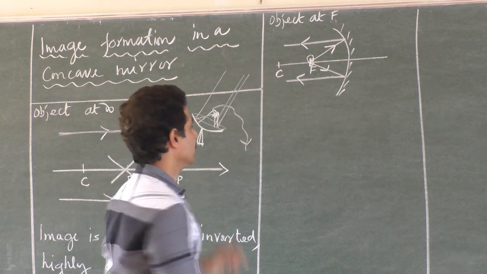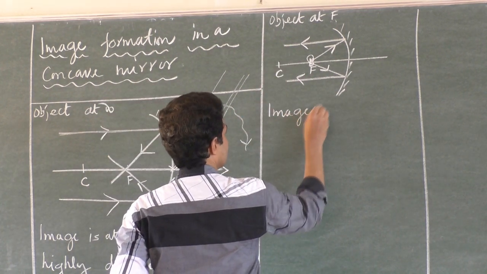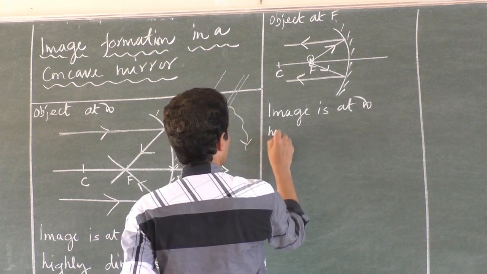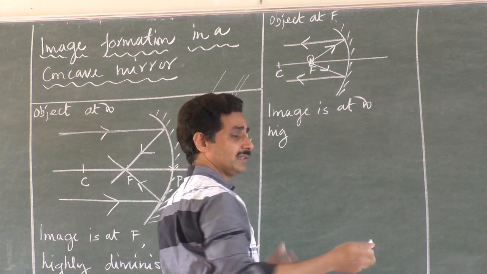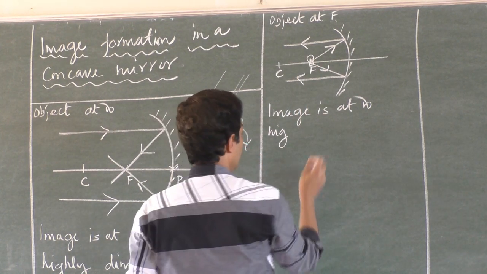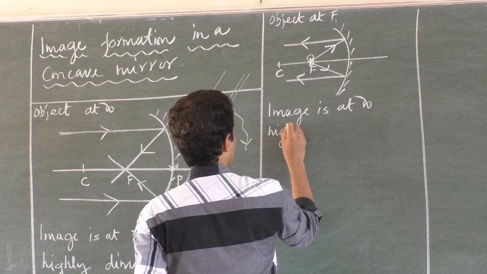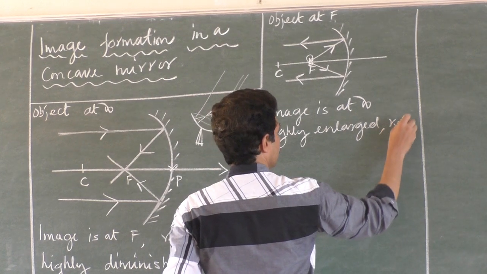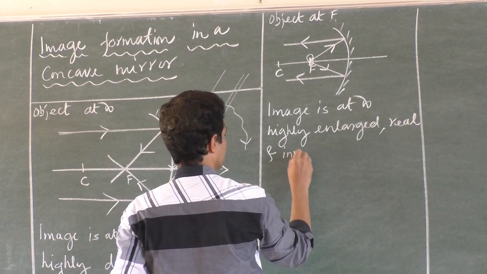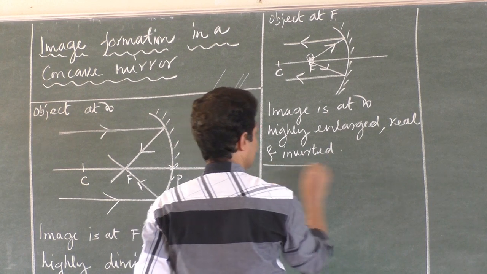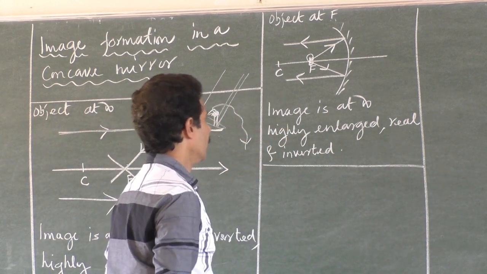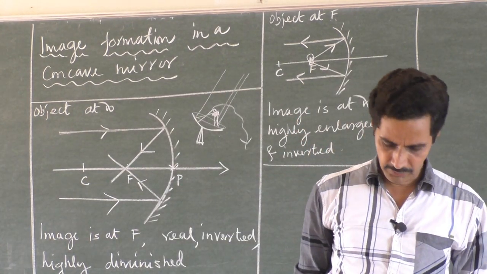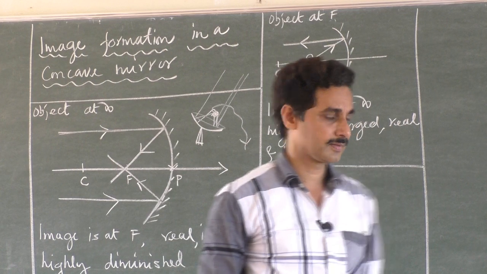When the object is at F, image is at infinity, and it is highly enlarged, because we don't know when they meet. By the time they meet, they might have traveled a very large distance, and the image is highly enlarged, real and inverted. Okay, very, very large image. So that is one thing. When the object is at focus, image is at infinity, very large distance.